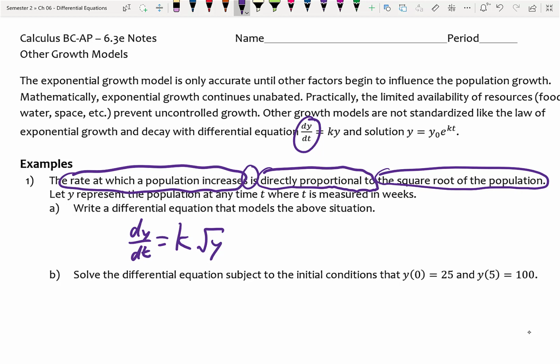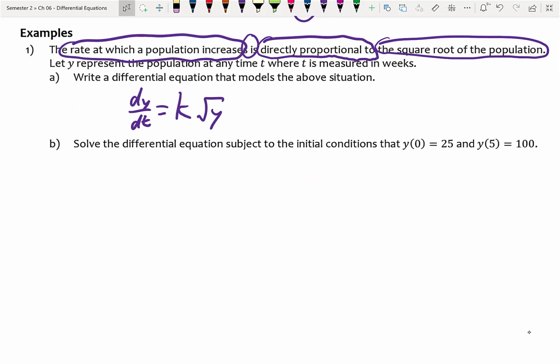Do you see how this is very similar to what we just did right here? Instead of being k root y, it was ky. This is just a different growth model. So now it says solve the differential equation subject to these two initial conditions. There are two initial conditions because you have two unknowns. You have the unknown of what is k, and you also have the unknown of what is the constant of integration, the big C value. So we're going to solve for both of those.